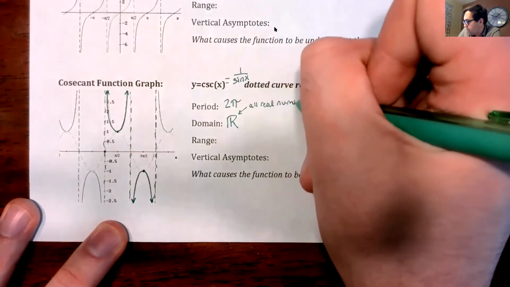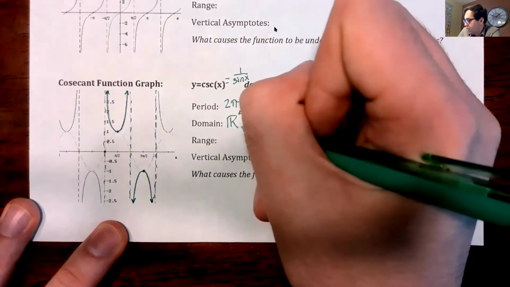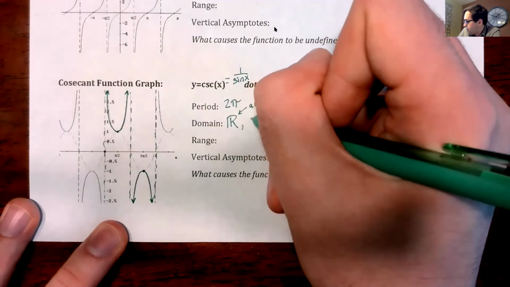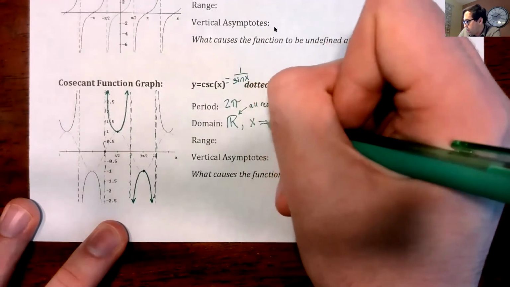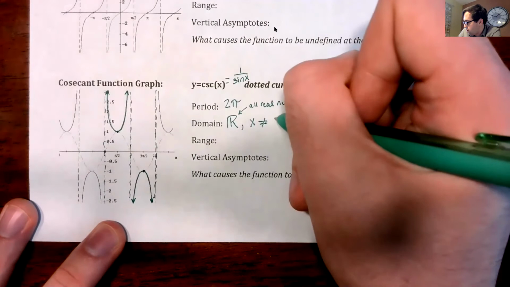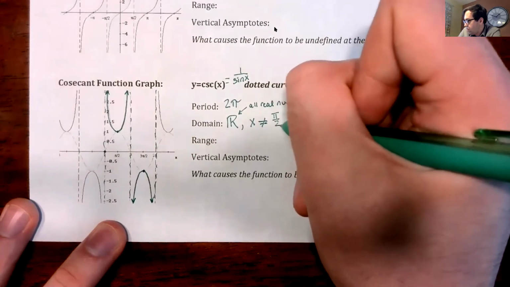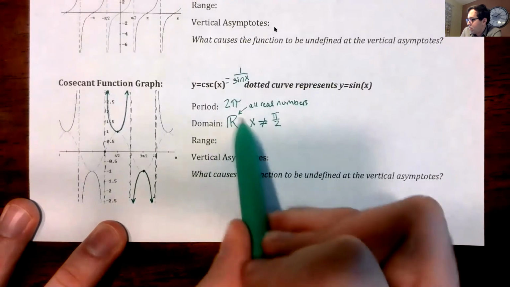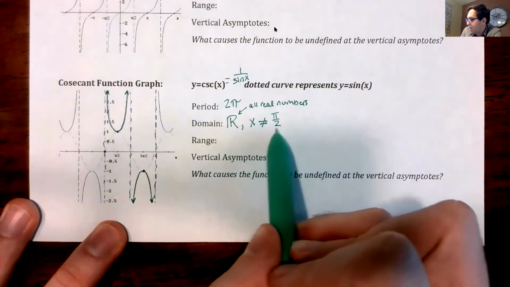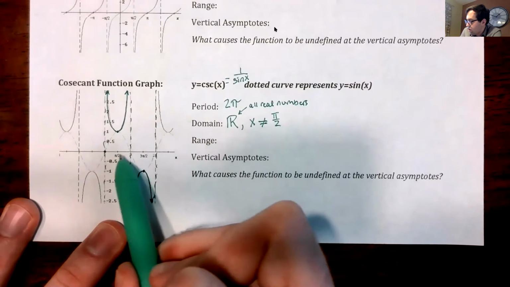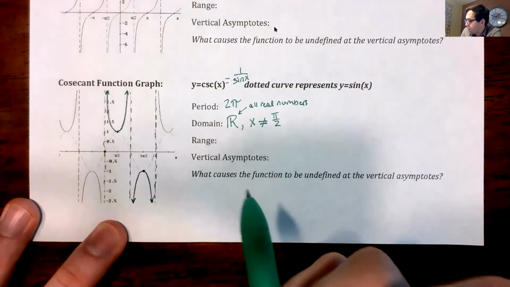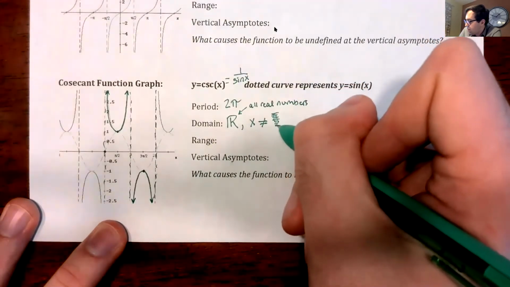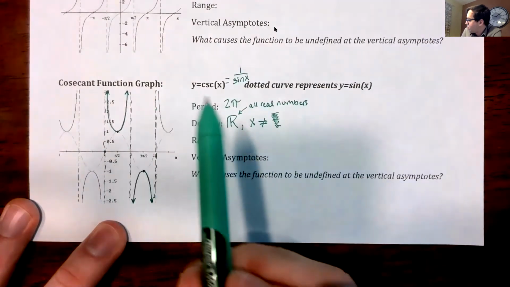But we know already the answer is not all real numbers. So how we express that is we write all real numbers, x does not equal pi over 2. And that's just kind of saying except. So all real numbers except x cannot equal pi over 2. That wasn't right, was it? I messed that up. I was looking at the wrong one on my page, sorry.